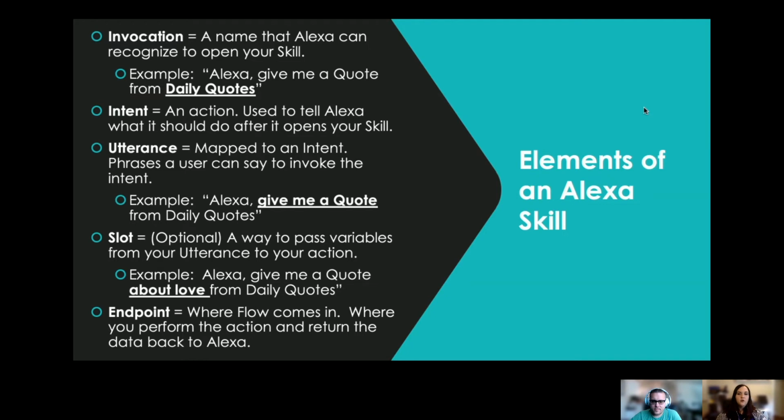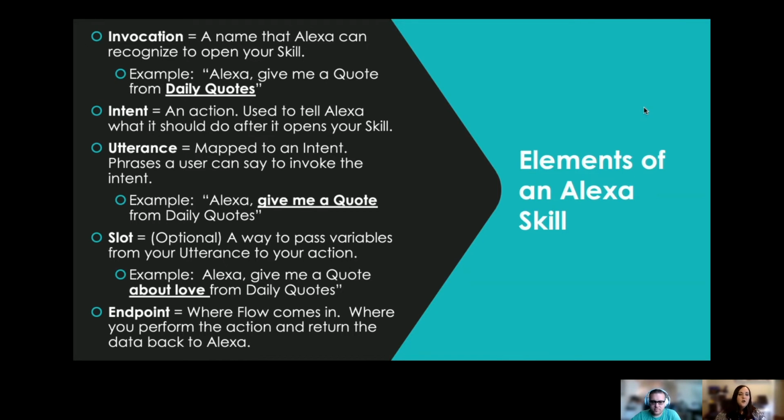Now, this is optional, and we won't be looking at this today because this is a little bit more advanced functionality. But if you wanted to pass variables from your utterance to your action. So in this example, give me a quote about love. So you're telling it to filter the quotes based on love. So that's what a slot is. It's just pretty much like a variable, like in flow terms, right?